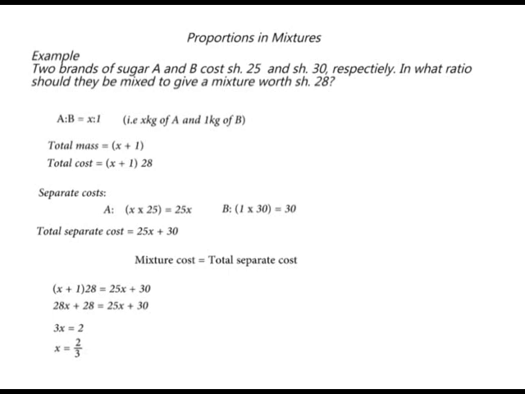Our ratio was A to B is equal to x to 1, and now we found x is 2 over 3, so we substitute it in the ratio. We have 2 over 3 to 1. We make it a whole number by multiplying everything by 3, and we shall have A to B is equal to 2 to 3.